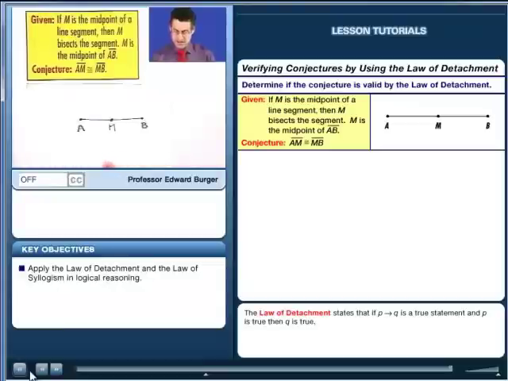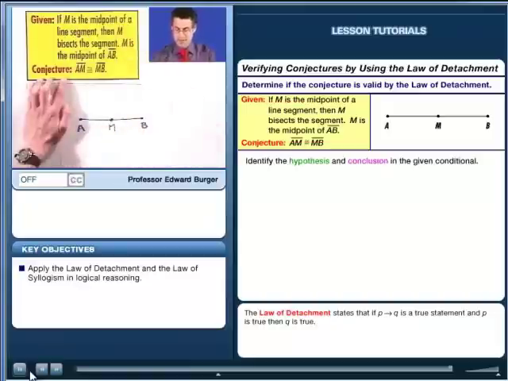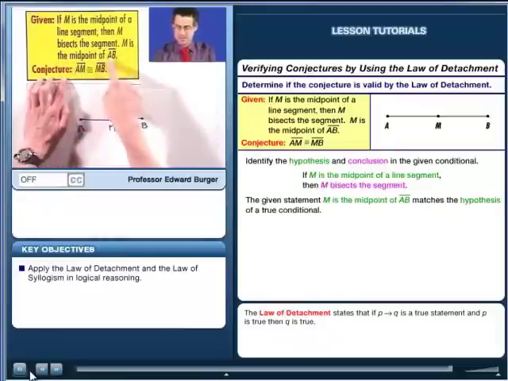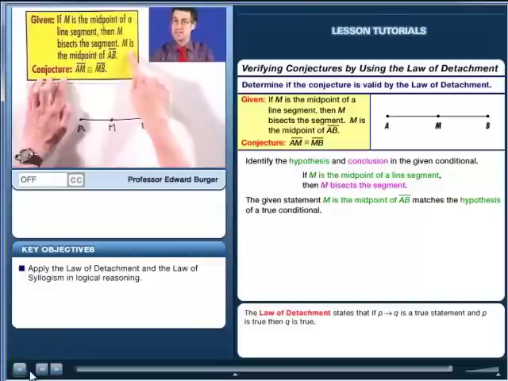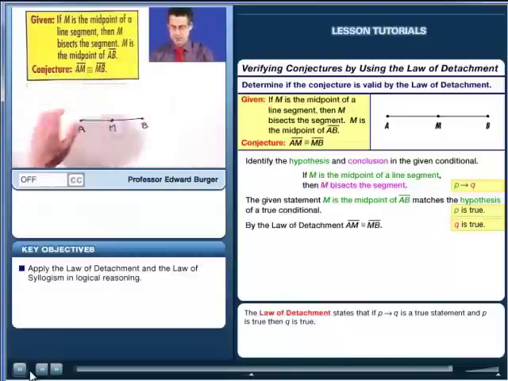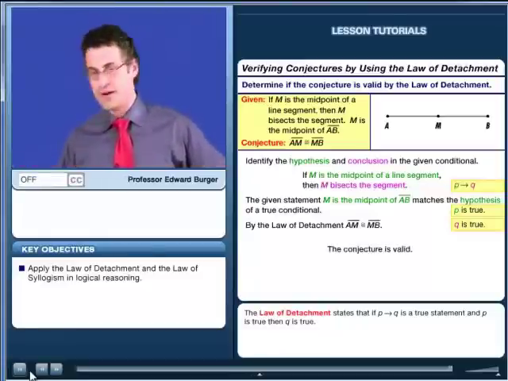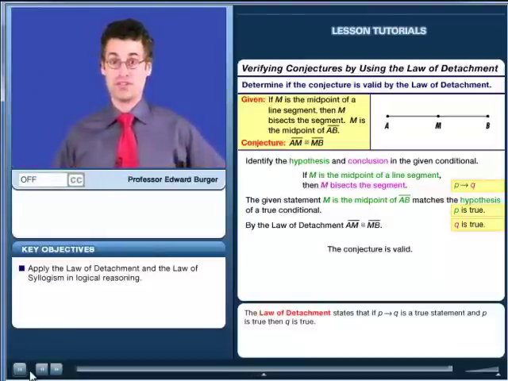And so this is actually valid by the law of detachment. Because what we see here is we have this conditional statement. And then we're told that the hypothesis is true. So this is in some sense as if we're saying if P then Q, and then we're told that P is true, and by the law of detachment, that implies that Q is true. And so therefore the conclusion is that in fact we have two congruent pieces. Let's take a look at another example and see if we can verify a conjecture using the law of detachment.